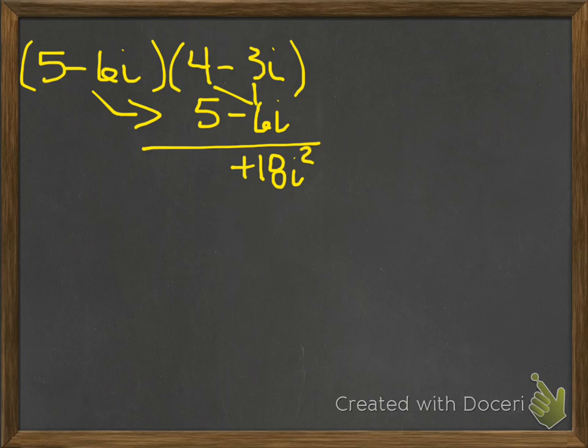Okay. Then I would do negative 6i times 4. Well, negative 6 times 4 is negative 24i. Then I'm going to go to 5 times 3, kind of like what we would do in 2-digit multiplication.